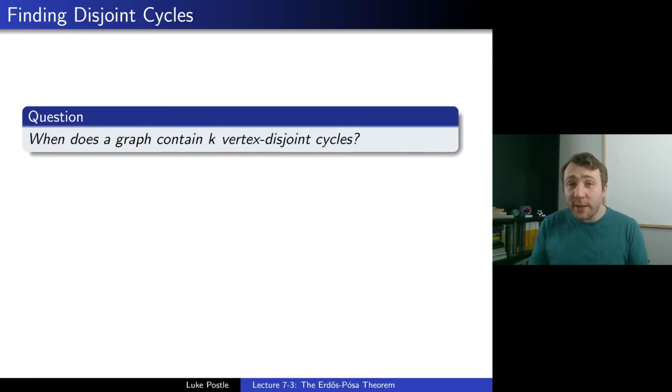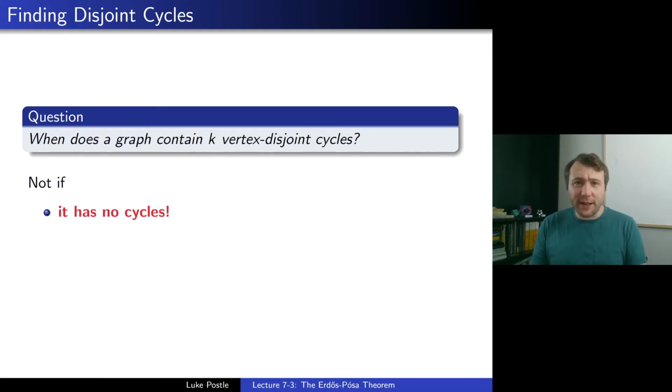And the question we'll be talking about today is, when does a graph contain k vertex disjoint cycles? So instead of finding trees, let's find disjoint cycles. Well, is it always possible to do this? Think about it for a second. Obviously no, because if it has no cycles, if it's a forest, then our graph can't do that.